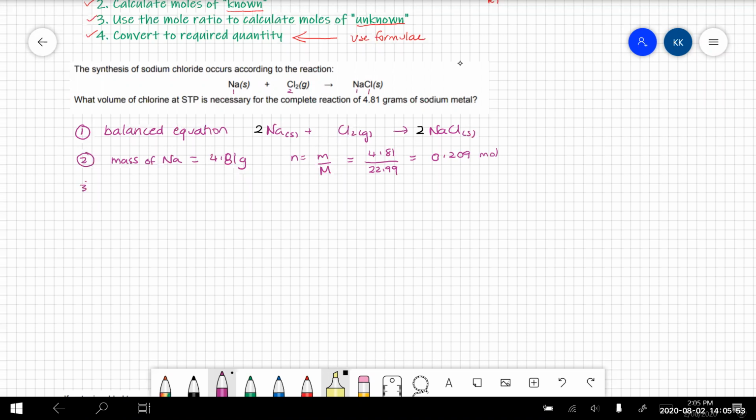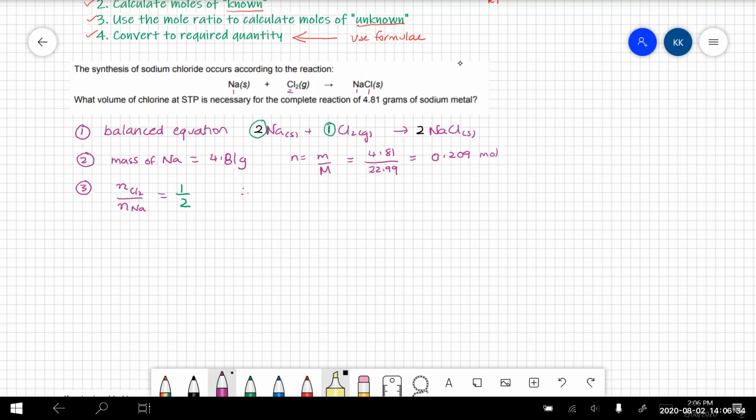It's time to use the mole ratio. So when we use the mole ratio, we always put our unknown over our known, because we want our unknown to be in the numerator to make the algebra easier. So our unknown is the chlorine gas. Our known is the sodium. And our mole ratio, which is taken from the coefficients in the equation, is for chlorine. Here we have a coefficient that's 1, and for sodium 2. So this is 1 over 2.